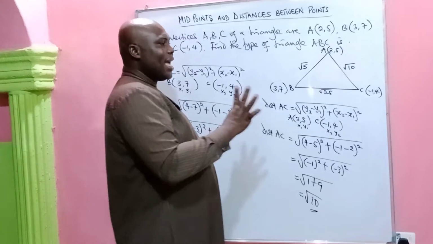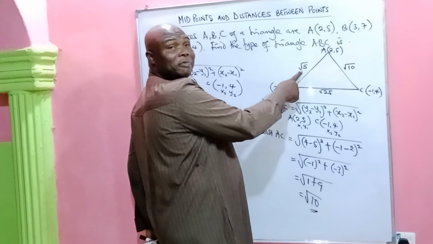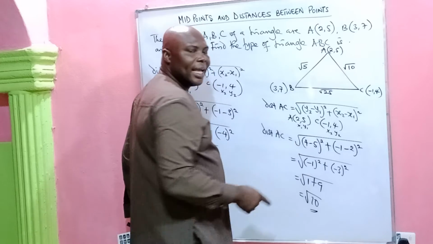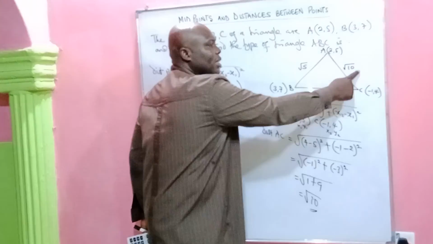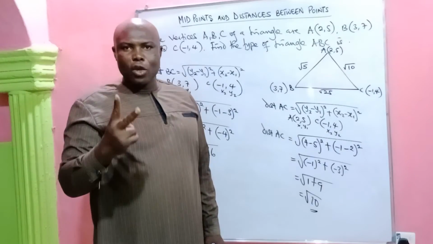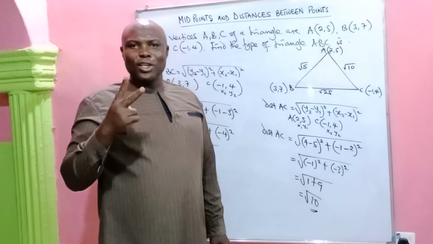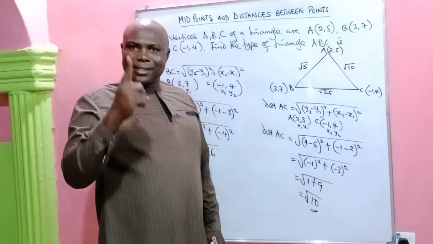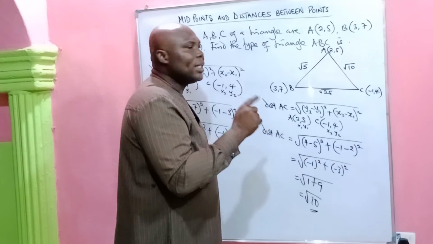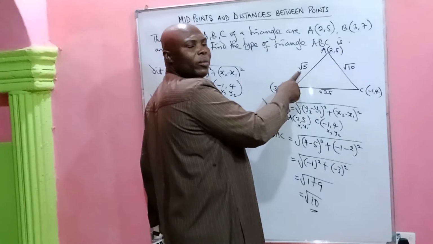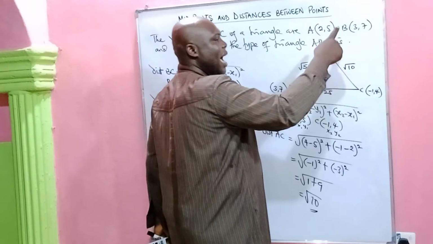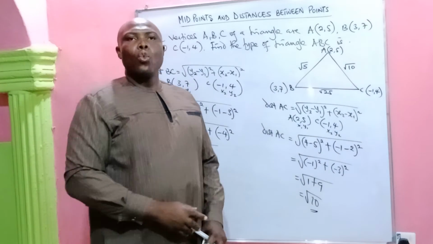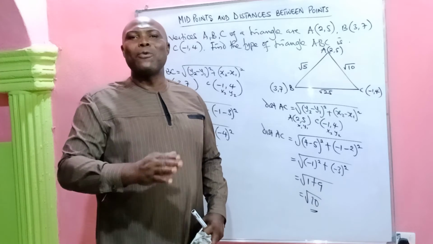But if at the end of the day, maybe we had root 25 here, and we have root 25 here, and we now have root 10 here. Now, root 25, root 25, root 10 means we have two sides that are equal. Then we can conclude that the triangle is isosceles, because an isosceles triangle has two sides equal. But let's say we had root 25 here, root 25 here, and root 25 here. The three sides, root 25, root 25, root 25. We can then conclude that the triangle is equilateral.